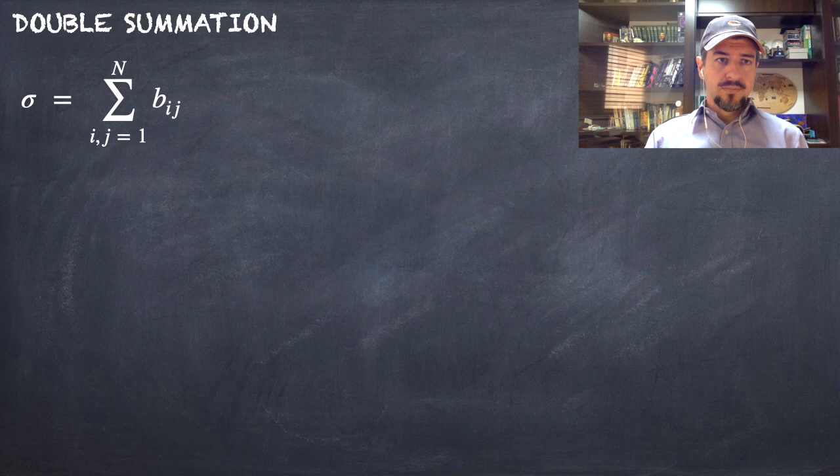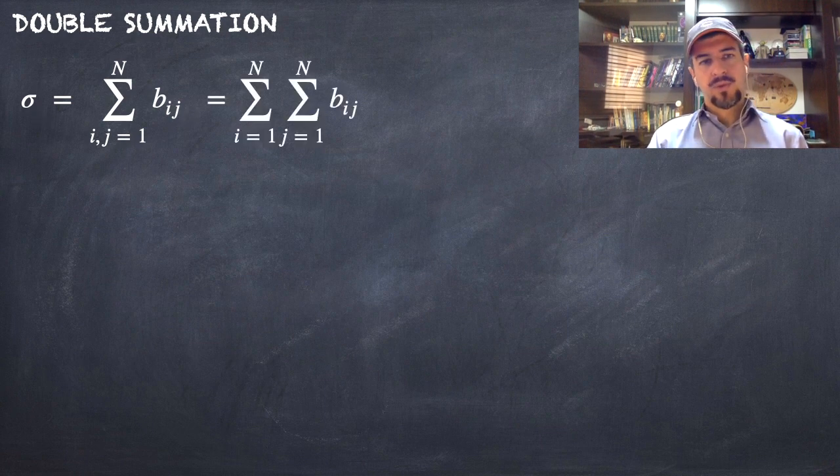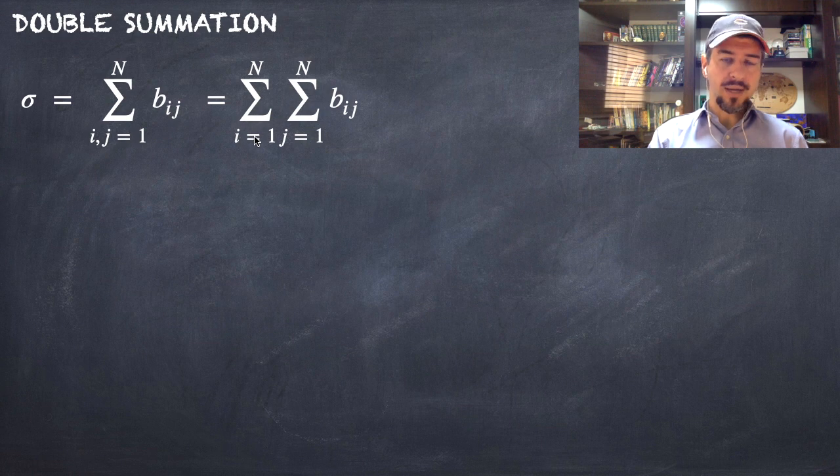Double summation. So consider this double summation. Double in the sense that we have two indices, i and j, both from 1 to n. And we are summing these terms bij, with two indices, and this is equal to sigma. So this double summation is the same as considering two single summations, one in j and the other one in i.